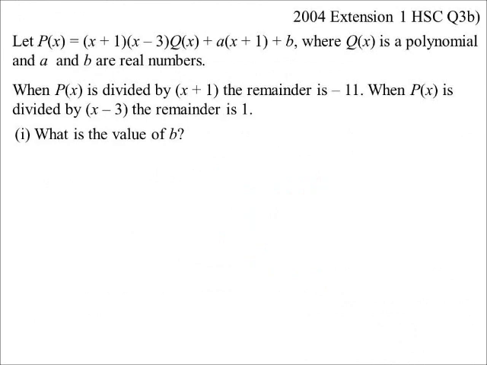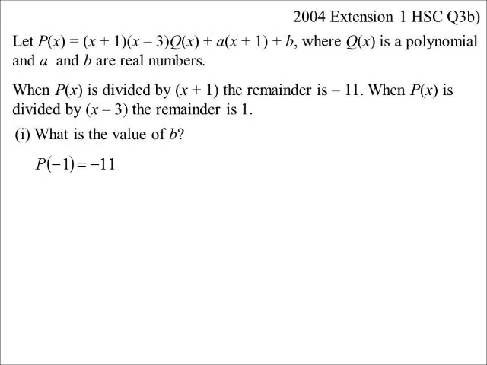Polynomial P(x) is this lovely expression: (x + 1)(x - 3) times Q(x) plus a(x + 1) plus b. When the polynomial is divided by x + 1, the remainder is -11. And when it's divided by x - 3, the remainder is 1. So what is the value of b?